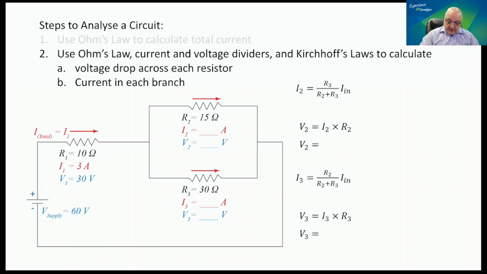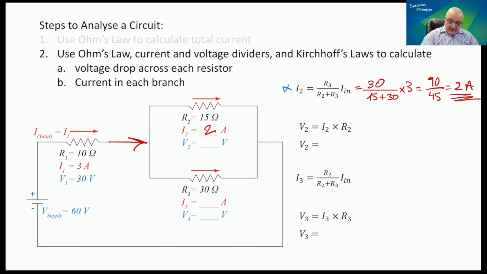All right, the current divider rule is right here. So what we're going to do is apply it. R3 is 30 ohms, and that's going to be divided by 15, which is R2, plus 30, multiplied by I in. I in is the current coming into the fork here, which we just said is 3 amps. So you have 90 divided by 45, which is equal to 2 amps. There you go. We have calculated I2 to be 2 amps.